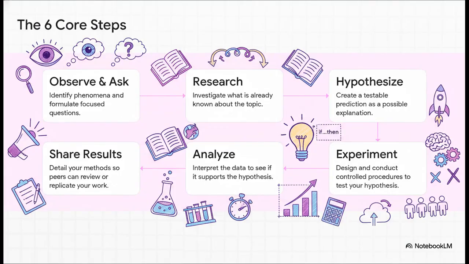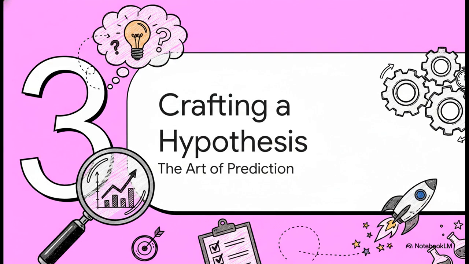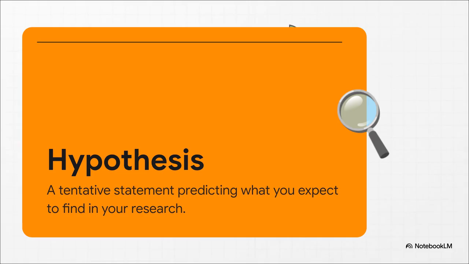So here they are, the 6 essential steps. It all kicks off with a simple observation, something that just makes you go, I wonder why that happens. From there, you do a little digging, form a testable prediction, run your experiment, crunch the numbers, and finally, you tell people what you found out. Now, this part is absolutely crucial. A random guess just isn't going to cut it. The real heart of the scientific method is making a smart, informed, and, most importantly, a testable prediction. And that prediction? Well, that's what we call a hypothesis.